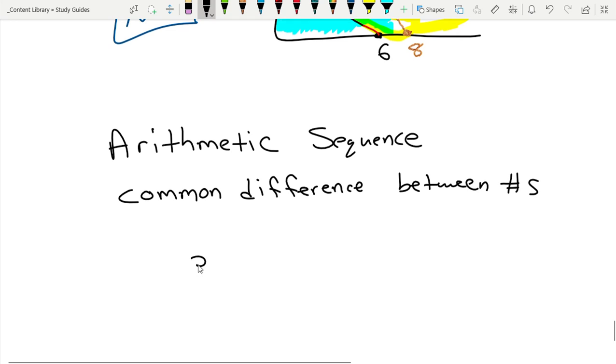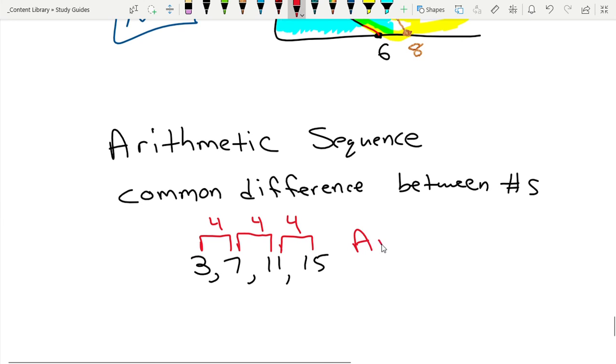So for example, if I have 3, 7, 11, 15, the difference between a 3 and a 7 is 4. The difference between a 7 and an 11 is 4. Between 11 and a 15 is 4. So that would be an arithmetic sequence, because the differences between the numbers are the same.